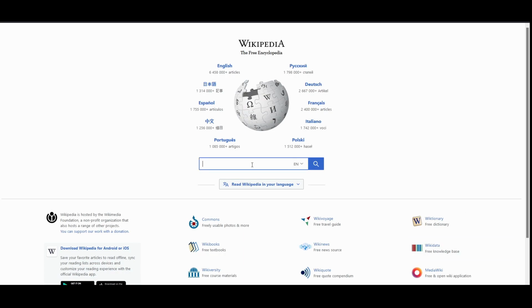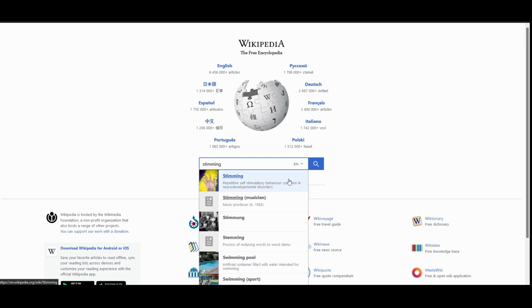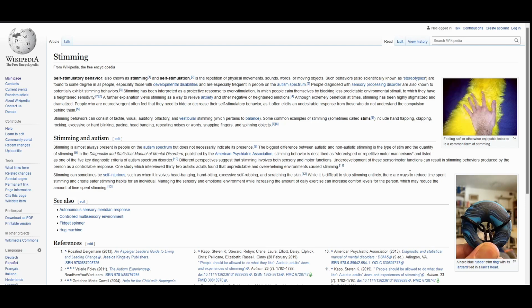We're at Wikipedia. So I think what I decided to look up in Wikipedia here was stimming. So stimming is, for those of you who don't know, self-stimulatory behavior, also known as stimming, and self-stimulation is the repetition of physical movement, sounds, words, or moving objects. Such behaviors, also scientifically known as stereotypies, are found to some degree in all people, especially those with developmental disabilities. I interpret for a lot of patients with autism. And so this is a word that gets used a lot.